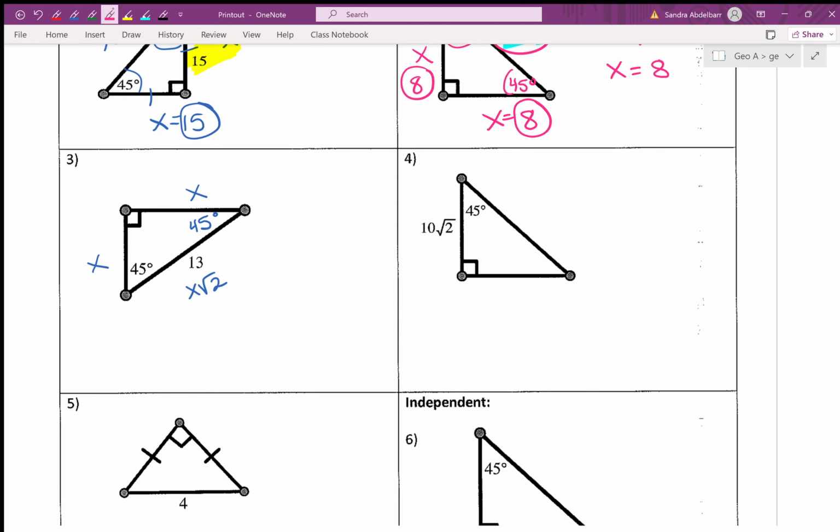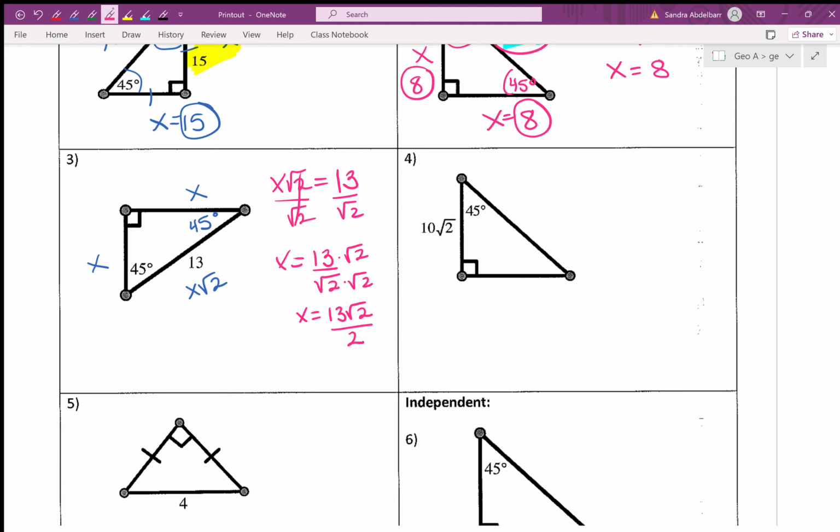Annalena, what's the equation we're going to use to solve for x? You got it. X root 2 equals 13. Now we're going to solve, so we're going to divide by root 2. Can I leave it like this? No. What must I do? Rationalize. So I'm going to multiply by root 2, top and bottom. So x equals 13 root 2 over 2.